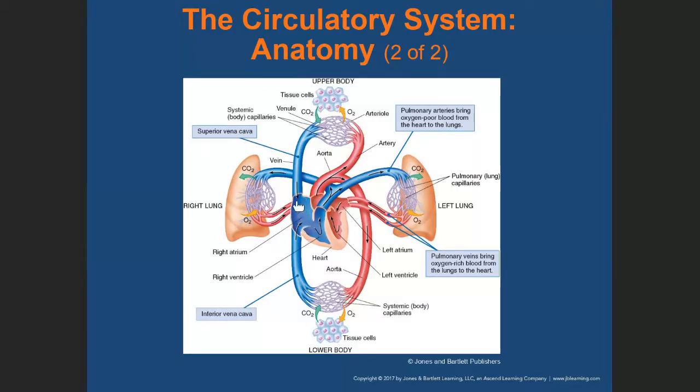The right atrium then contracts and pushes this deoxygenated blood through the tricuspid valve into the right ventricle. The right ventricle then contracts and pumps the deoxygenated blood into the pulmonary arteries. So it passes through the pulmonic valve, which closes, and then it goes into the pulmonary artery, which bifurcates or splits, and you have one pulmonary artery going to the right lung and one going to the left lung.